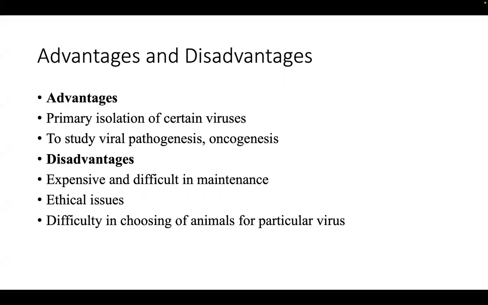For example, if you need to use animals for your research and your experiments, you have to breed them in large numbers, you have to feed them, you have to maintain them in an environment where they're not getting infections from other viruses and other bacteria, so they should be infection-free, and that makes it expensive. It's also difficult to choose which particular animal to use for a particular virus.